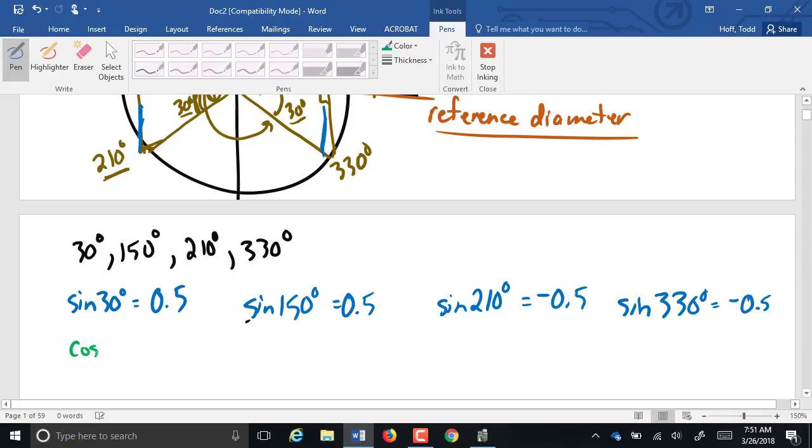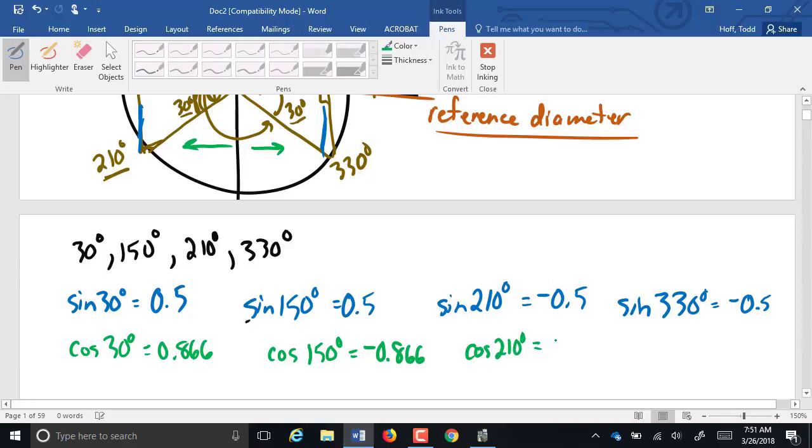Cosine. Cosine of 30 degrees is 0.866. Cosine of 150 degrees. Now remember, this is the positive side for the cosine. This is the negative side. 150 degrees would be negative 0.866. Cosine of 210, that's negative 0.866. And cosine of 330, positive 0.866. You got it.